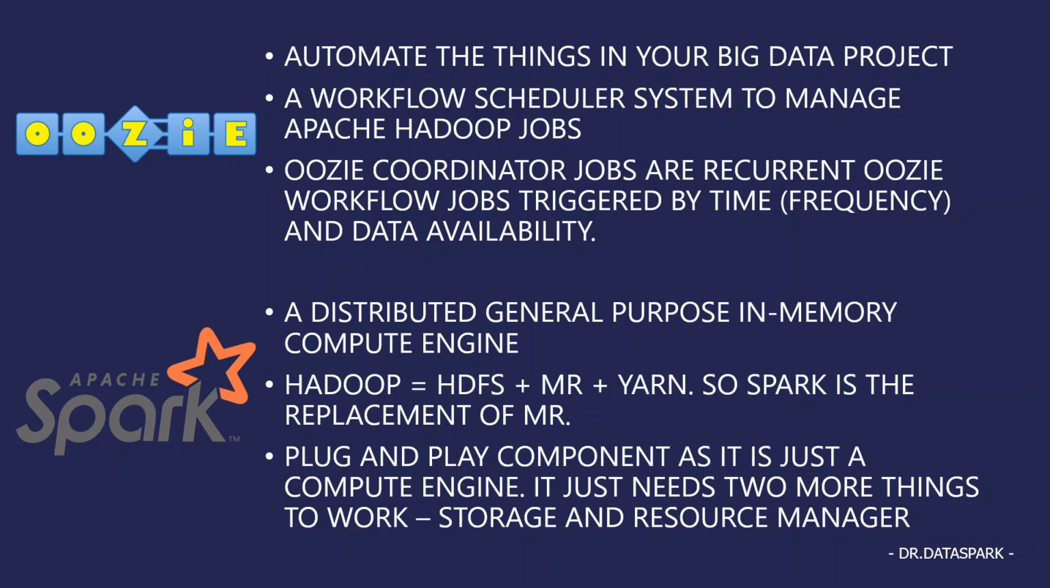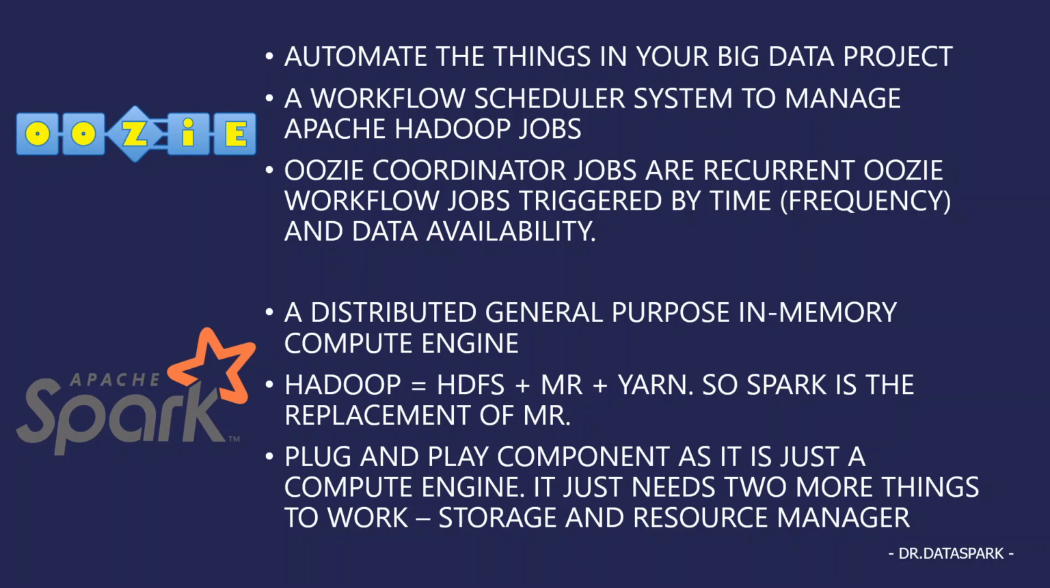This is where exactly Oozie comes into the picture. Oozie is to automate the jobs in your project. This is a workflow scheduler. A workflow is nothing but a sequence of things that need to be done on the data. You want to pull the data, clean the data, transform the data, make it into a certain format. All these things together are called a workflow. And then a scheduling system manages that particular job.